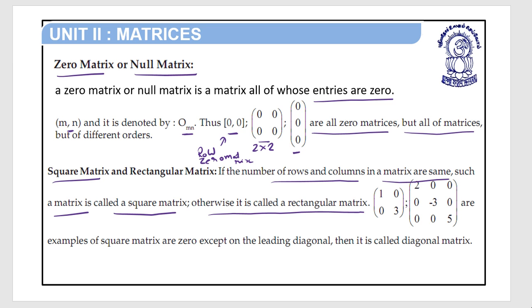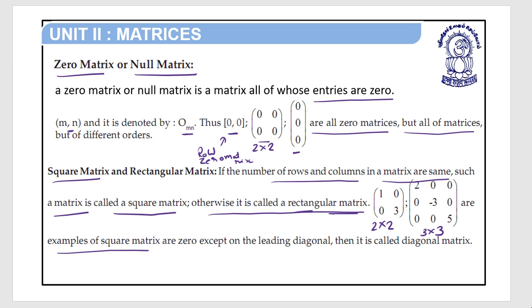Instead of this, a 3 by 4 matrix has the number of rows equal to 3 and the number of columns equal to 4, so this is called a rectangular matrix. Here 2 by 2 is a square matrix. 2 0 0, 0 minus 3 0, 0 0 5 is 3 by 3, so it is a square matrix.